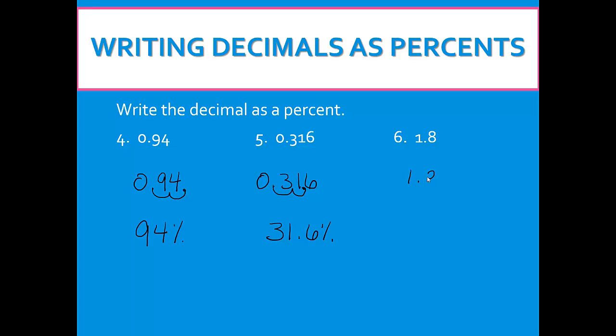So again, we'll start where our decimal is currently located, and we move it 2 places to the right. 1, 2. Now in this space we had a 0, so that gives us 180%.